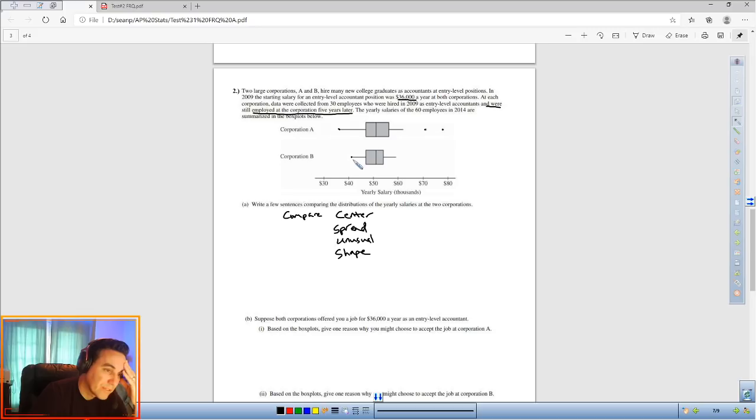So some of you might have said the spread was less on B, but how is that an advantage to you to go to B? This was the real advantage. The lowest number here was higher than 36,000. That was a disadvantage for Corporation A. The advantage for Corporation A were the two outliers. So you would talk about what on the graph is making you make the decision and then put it into the context of that problem, what that means in real life.